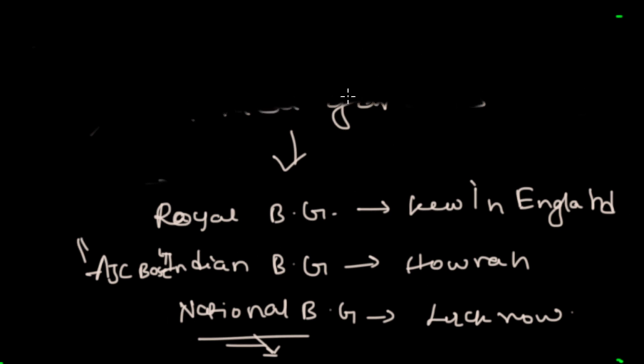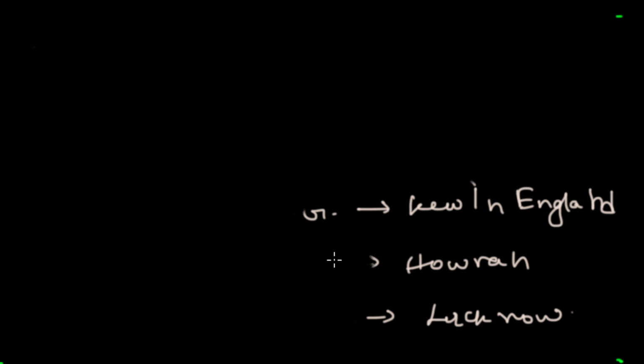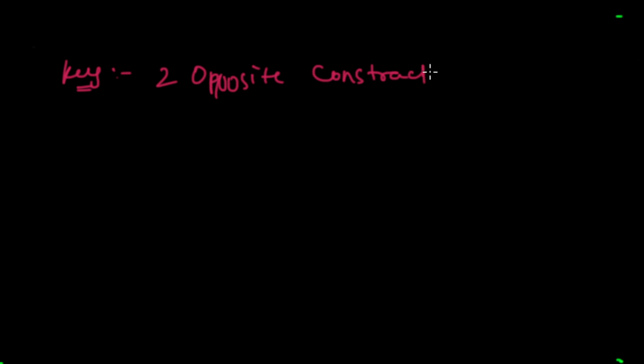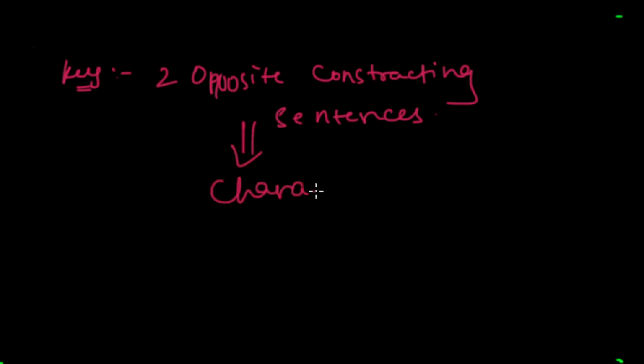Now moving on to the key. This is very simple, guys. This would be the last part of this lecture and this lesson. Now put the side heading key. This is important as well as simple. Key is basically two contrasting, opposite sentences, and these give the characteristics.